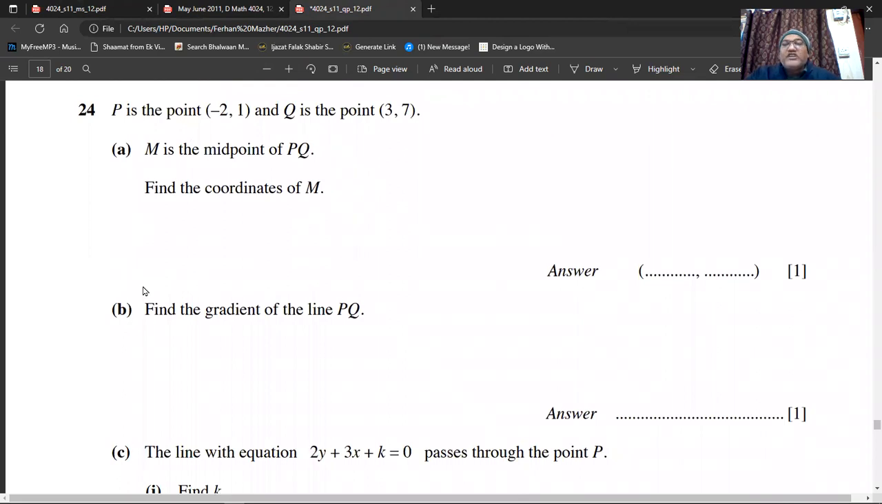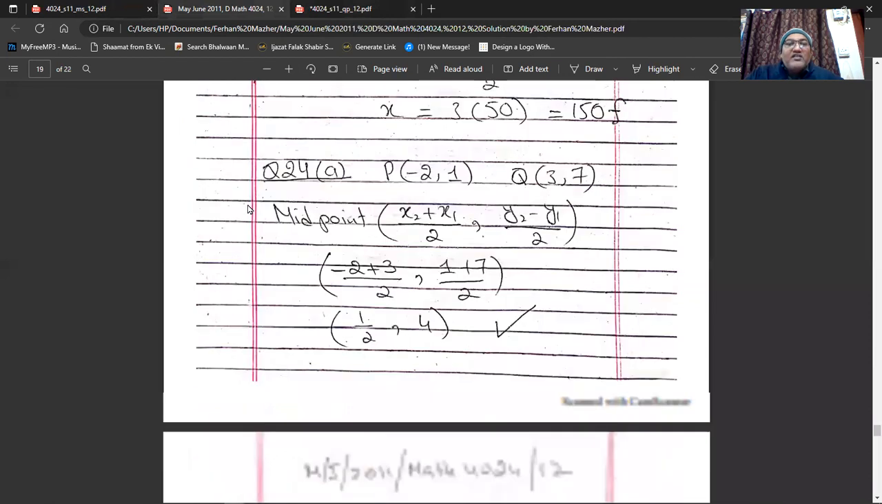Question number 24, it's A part. P is the point -2, 1, and Q is the point 3, 7. M is the midpoint of the PQ. Find the coordinates of the M. So you see that if you want to find out the midpoint of two given points, the formula is x2 plus x1 divided by 2 comma y2 plus y1 divided by 2. And we can find the midpoint.